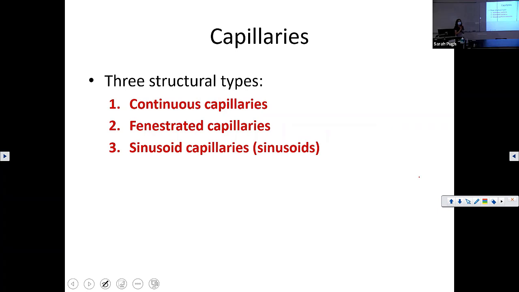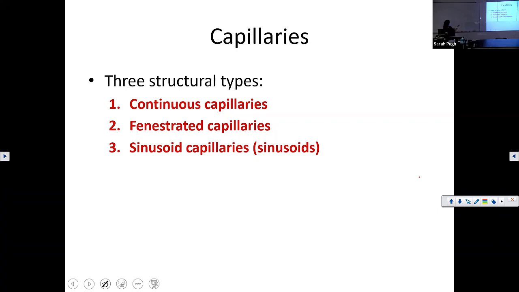So just like with arteries, there are different kinds of capillaries. So there's 3 different types of capillaries. And which type we have depends on where we are in the body. So the first one we'll walk through are called continuous capillaries. These are just like what they sound like they are. These are capillaries that are continuous. They have no breaks, they have no openings.